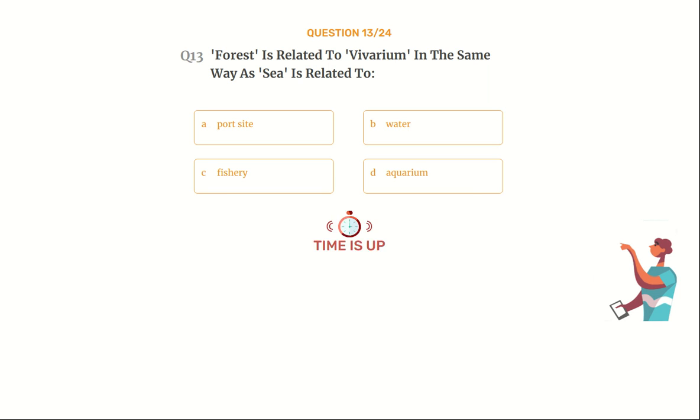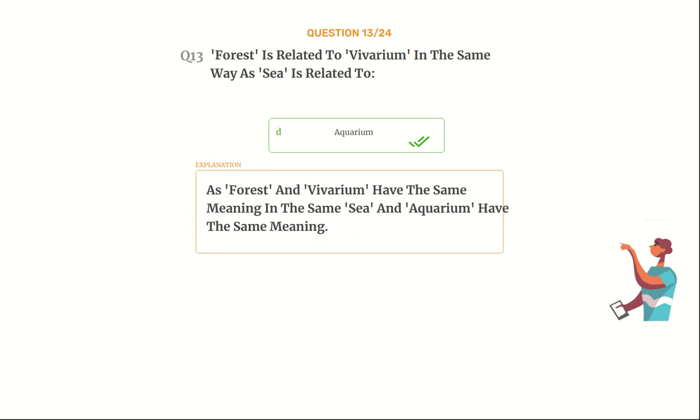The correct answer is option D. Aquarium, as forest and vivarium have the same meaning, in the same way sea and aquarium have the same meaning.